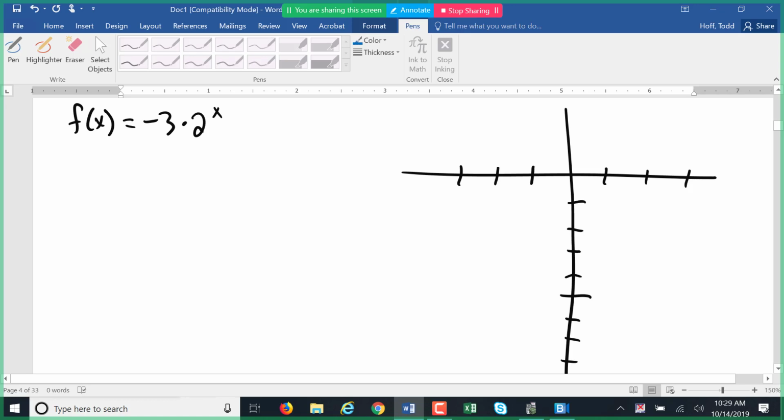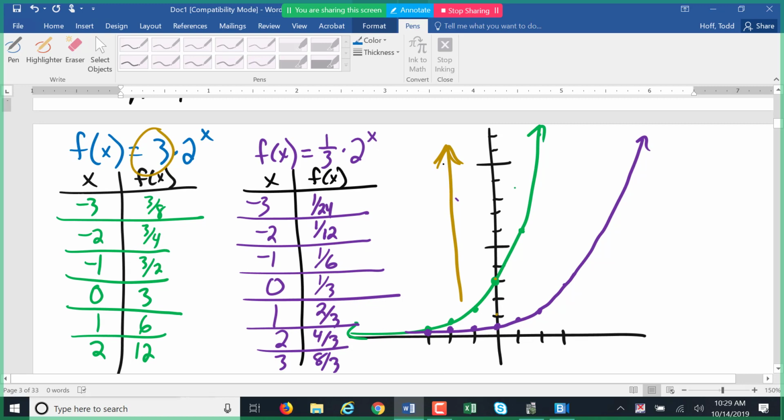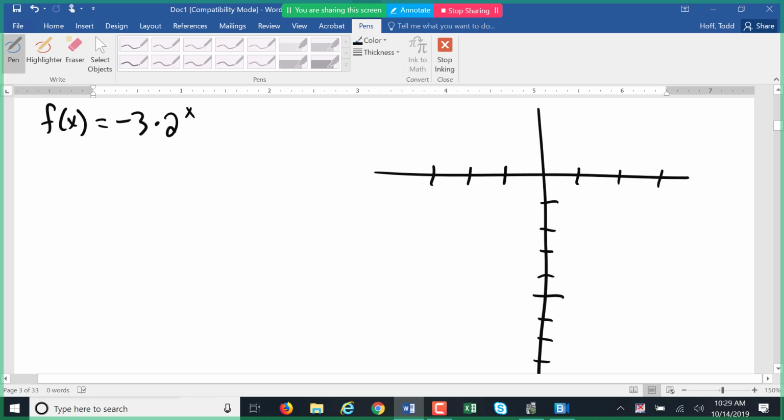So this problem is actually very closely related to this one. f of x equals 3 times 2 to the x, and f of x equals negative 3 times 2 to the x, it just flips the graph over. So we end up getting a graph that looks something like that.